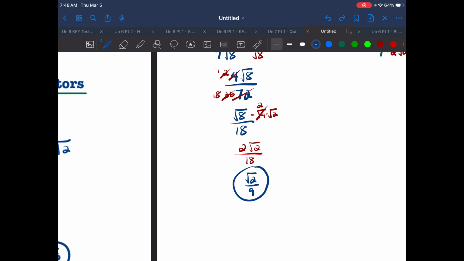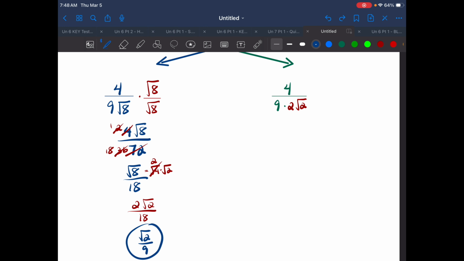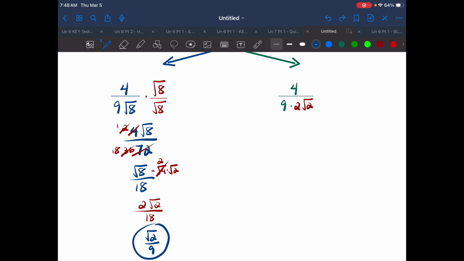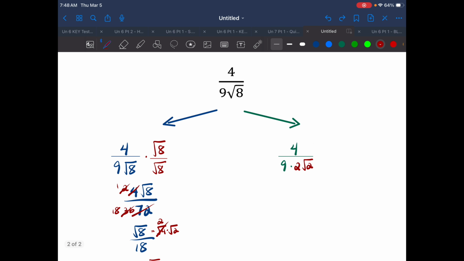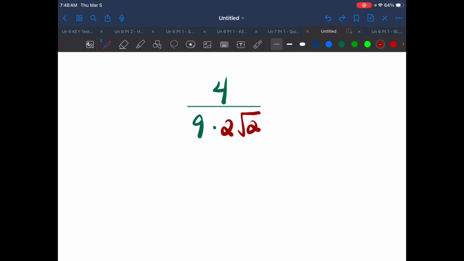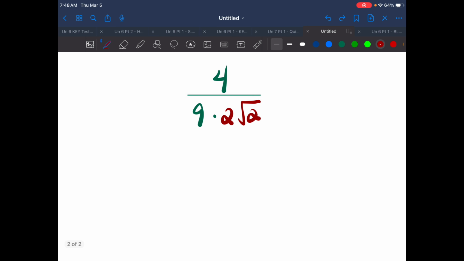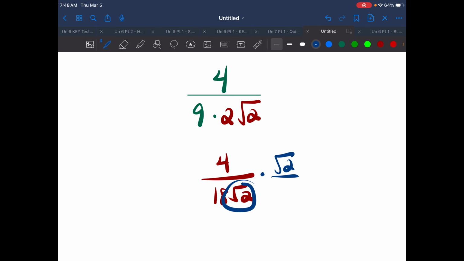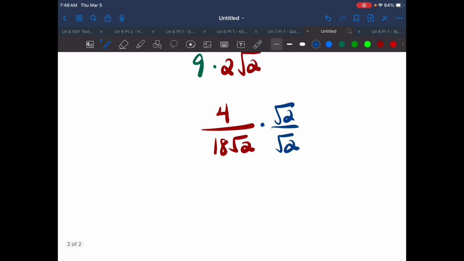Alrighty, so now let's go back and give this a shot with a different strategy. Maybe you look at this and you say, hey, radical 8 from the very beginning is not simplified. So what I'm going to do here is simplify my radical 8 first. That's going to give me 4 over 18 radical 2. And then maybe here, you could simplify first, but I'm going to rationalize here. I notice I have a radical on the bottom, so I'm going to take that step here.